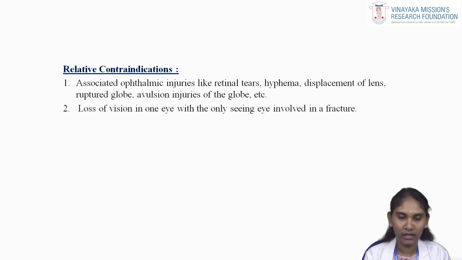So when we see indications, we also have contraindications. Contraindications, there will be ophthalmic injuries like retinal tears, hyphema. What is hyphema? When blood comes from the orbit. Displacement of the lens, ruptured globe, avulsion injuries of the globe, etc. And there is loss of vision in one eye, with the only seeing eye involved in the fracture.